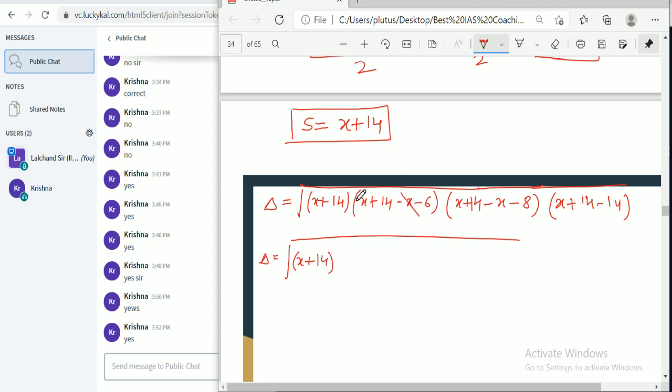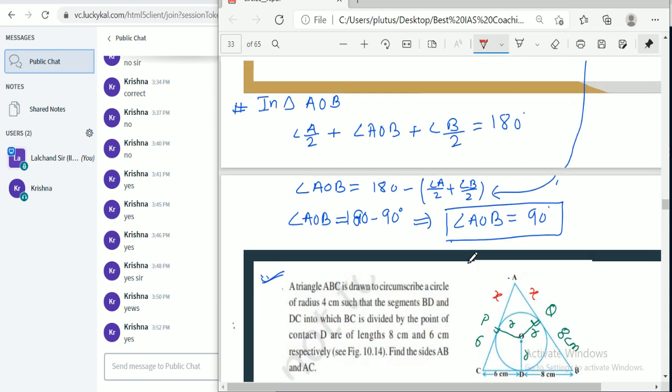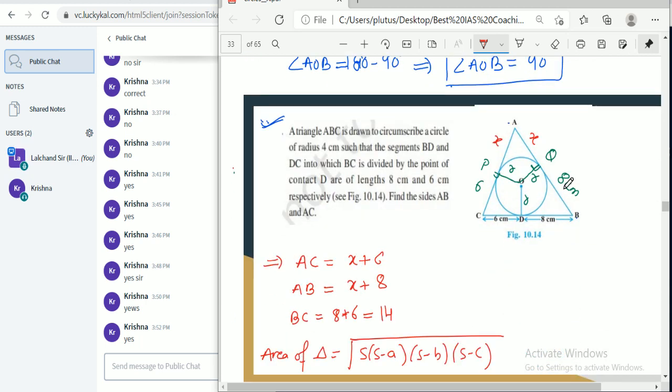And here this x gets cancelled, so we have value 8, and in this equation this x also gets cancelled, so we have 6, and here this 14 gets cancelled, so we have x. So finally we have this equation, that is square root of 8 into 6 into x plus 14. This is the area of the triangle. Okay, now we need to find the area of this triangle by some other method.